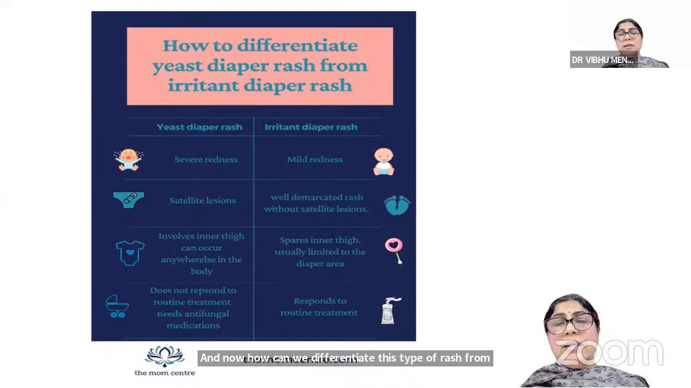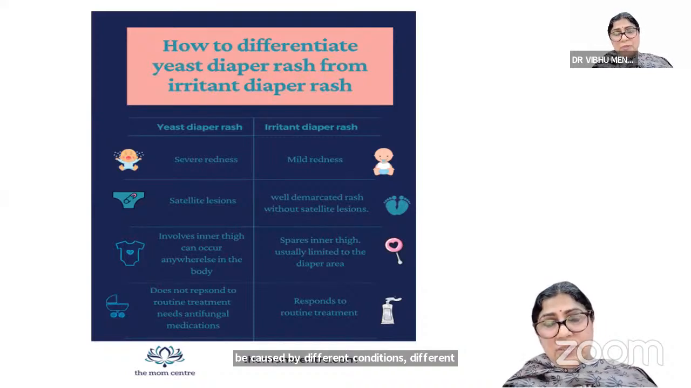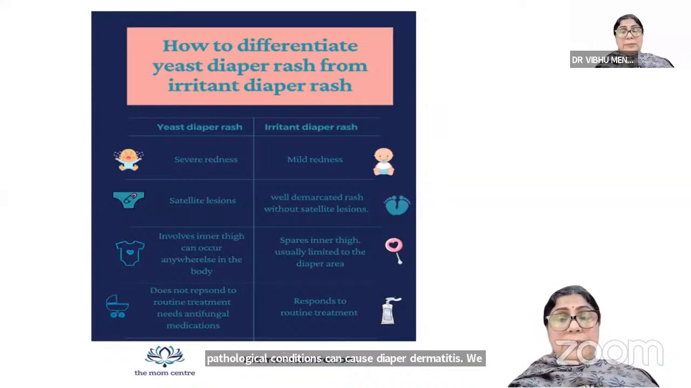And now, how can we differentiate this diaper rash from irritant diaper rash? As I said, diaper dermatitis is an umbrella term. It can be caused by different conditions. Different pathological conditions can cause diaper dermatitis. We just heard about candidal. How do we differentiate it from a simple contact dermatitis, which is the irritant dermatitis?